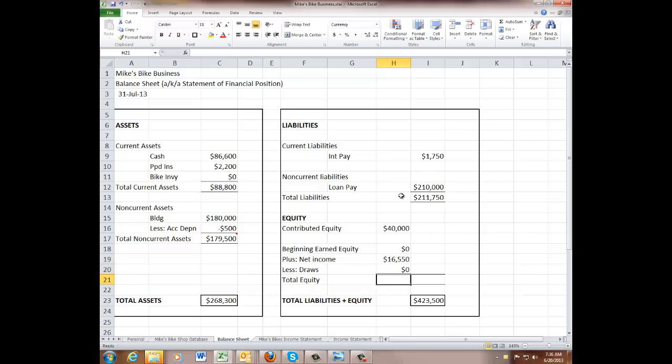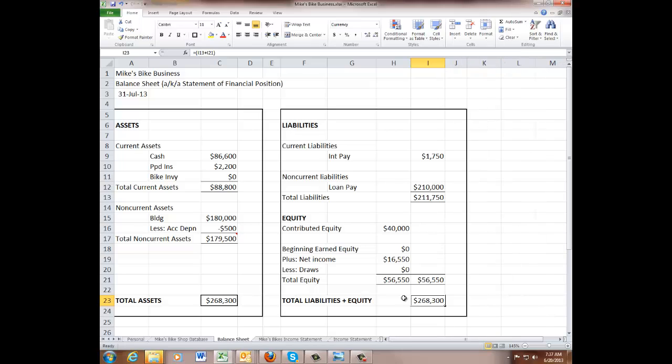So his total equity should be the sum of his contributed equity and his earned equity. That's $56,650. That's the amount in H21. And now to add up our total liabilities and equity, we simply go equal, left parentheses, let's get this number, and we're going to add that to that number. And so, lo and behold, our total assets equal our total liabilities and equity.